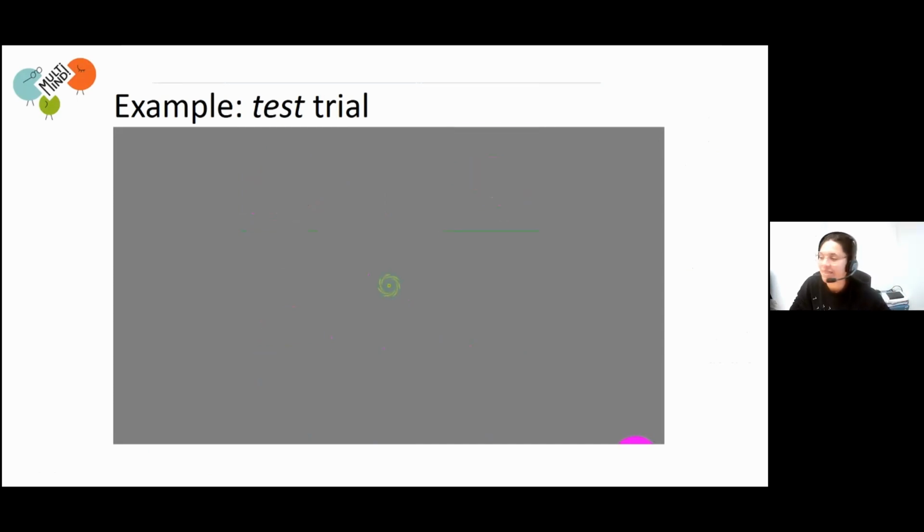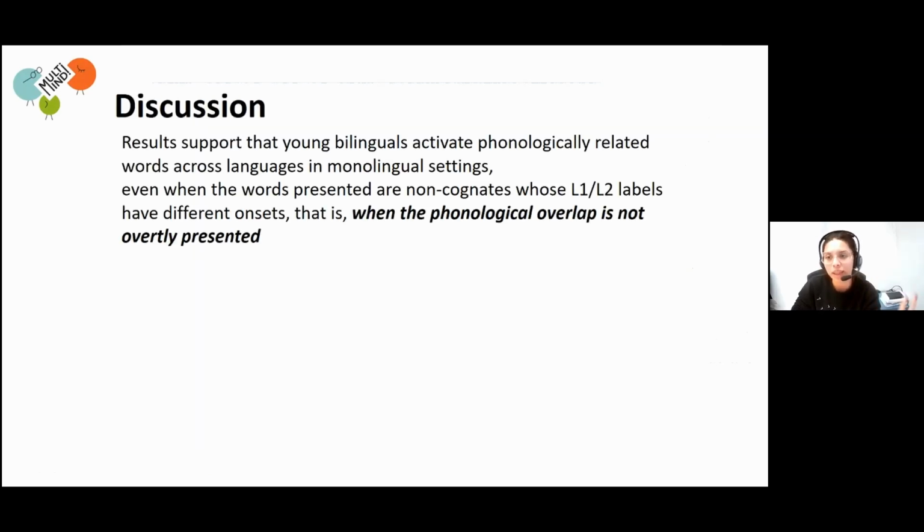We can discuss this later. Overall, these results support that young bilinguals activate phonologically related words across languages in monolingual settings, even when the words presented are not cognates, whose L1 and L2 labels have different onsets. That is, when the phonological overlap is not overtly presented.